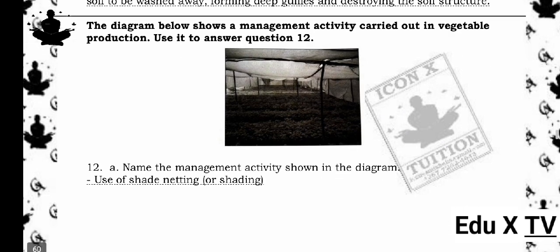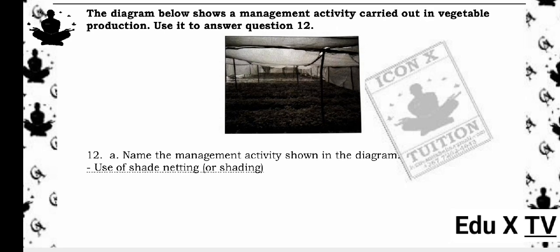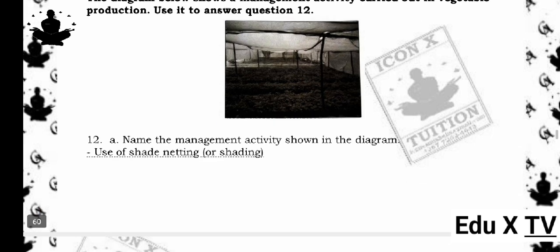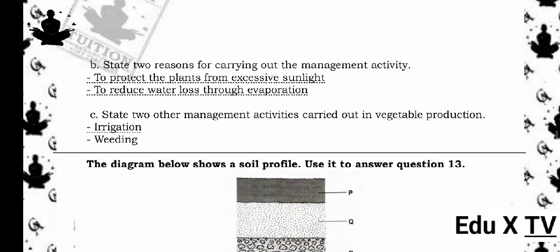The diagram below shows a management activity carried out in vegetable production. Use it to answer question 12. 12. A. Name the management activity shown in the diagram. Use of shade netting (or shading). B. State two reasons for carrying out the management activity. To protect the plants from excessive sunlight. To reduce water loss through evaporation. C. State two other management activities carried out in vegetable production.